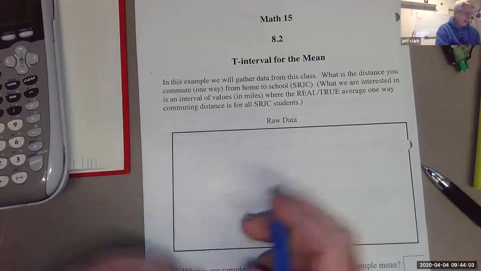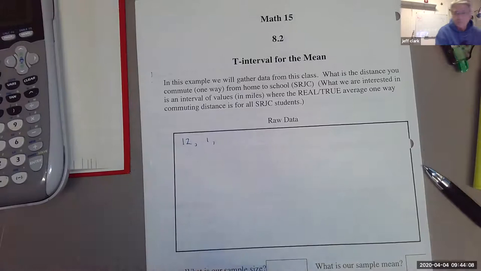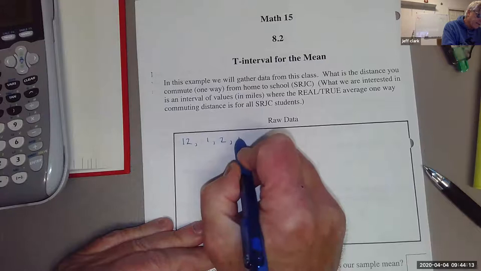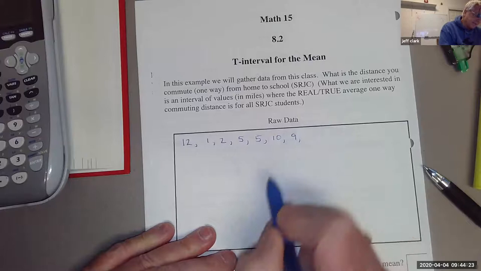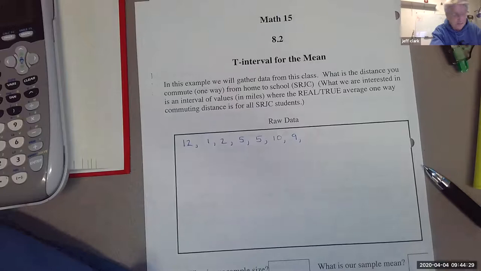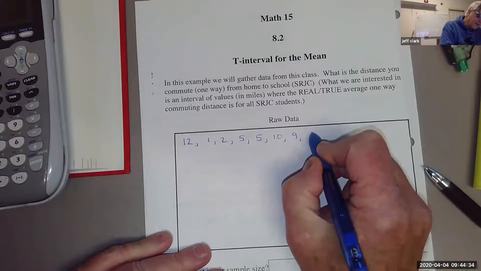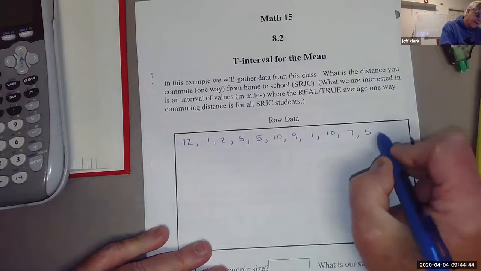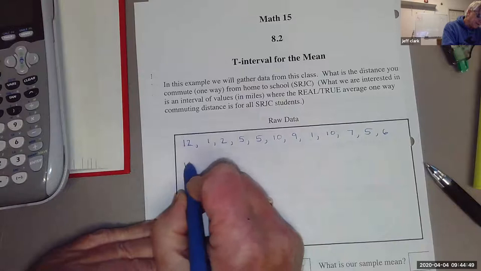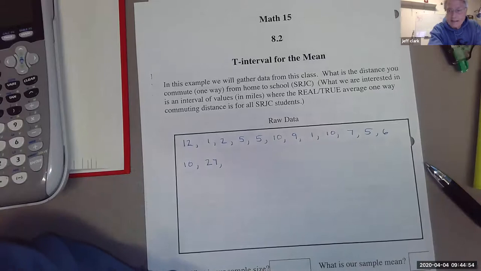And they range. First person might have said 12 miles. The next one said 1 mile because you live real close to the campus. And someone else says 2 miles, and someone says 5 miles, and someone else says, yeah, I live right next door to him, in the same apartment. 5 miles, and let's say 10 miles and 9 miles. Don't give me 9.3 miles, so the nearest mile. And let's say there was another 1 mile, and then there was 10 miles and 7 miles and 5 miles. What do we got? 2, 4, 6, 8, 10, 11. And then we'd have 6 miles, 12, 10 miles. Someone traveled 27 miles, like they lived beyond Cloverdale, maybe up in Hopland or something like that, or maybe Novato.